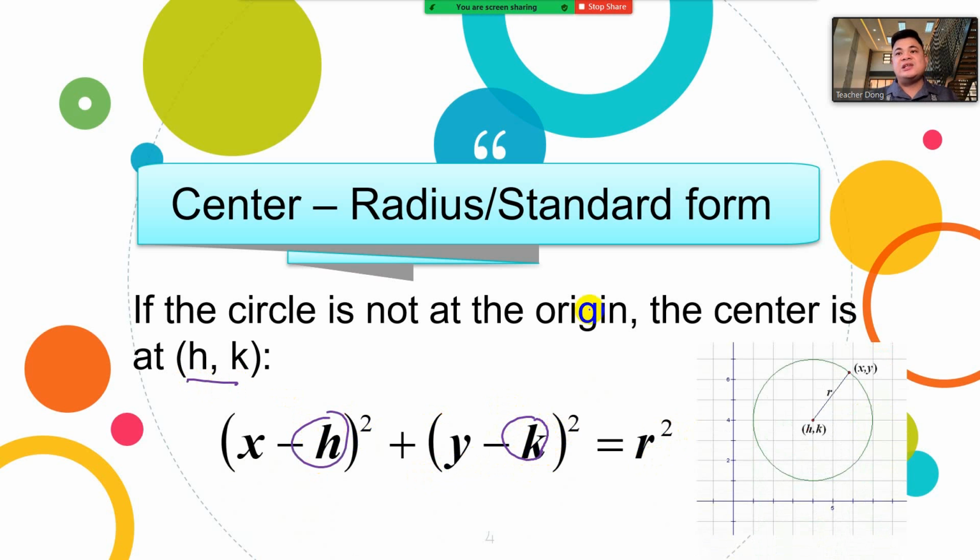Just like in this illustration, as you can see, the center of the circle is located at quadrant 1. So the center is not actually at the origin. That's why we will be using this.